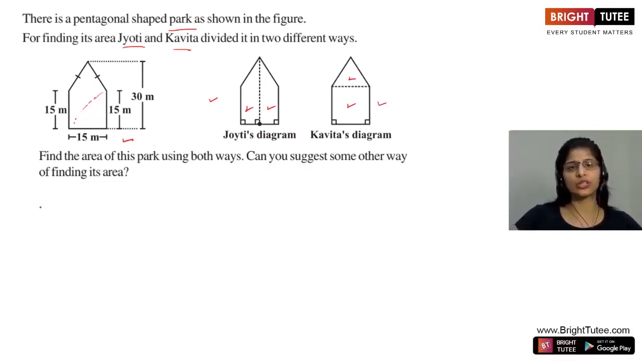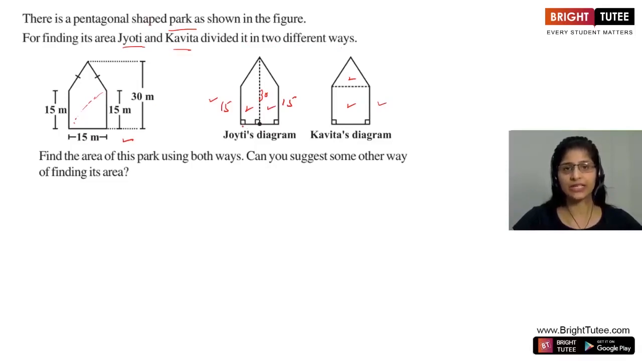So according to Jyoti, I am going to do it first. What is this length? This is 15. And what is this total given? 30. This is 15. What about this height? Can we tell this height? Just to see, this is a pentagonal shaped park and we have to find out the area of it.